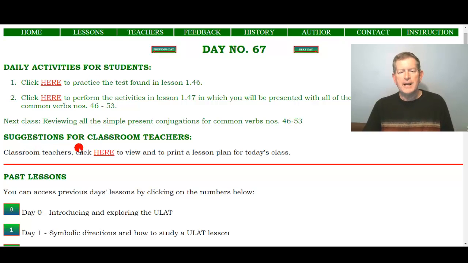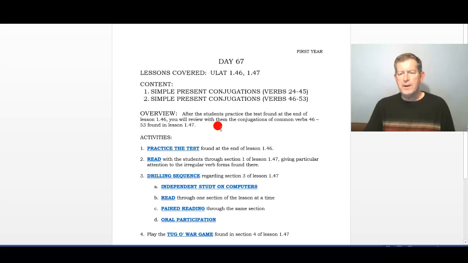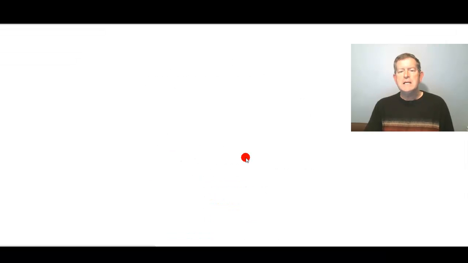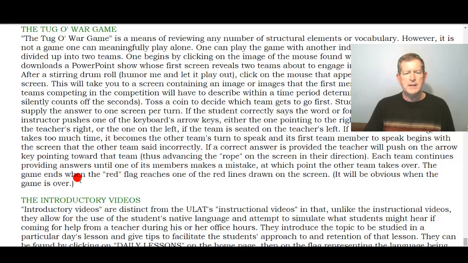But then more detailed explanations are found down below here of the activities to do in each class. By clicking on here, your classroom teacher finds a lesson plan. It opens a lesson plan. And within that lesson plan, the very last point, if you look down here at the bottom, says play the tug-of-war game found in section 4 of lesson 1.47. By clicking here on this link, this takes your classroom teacher to the detailed explanation as to how the tug-of-war game is played.